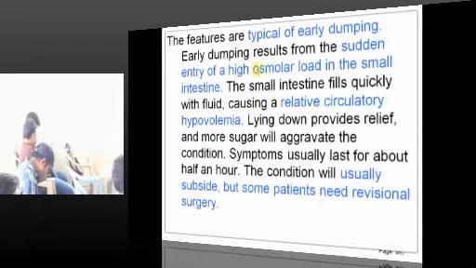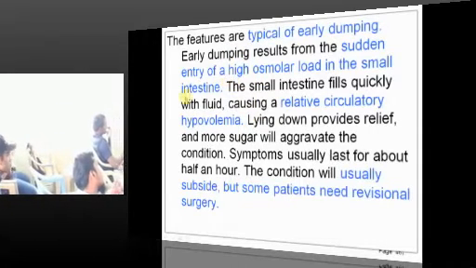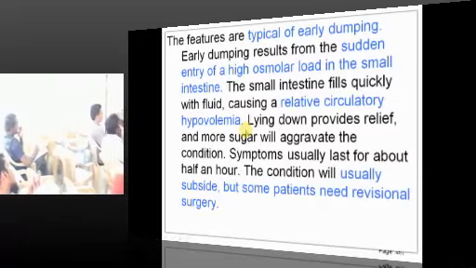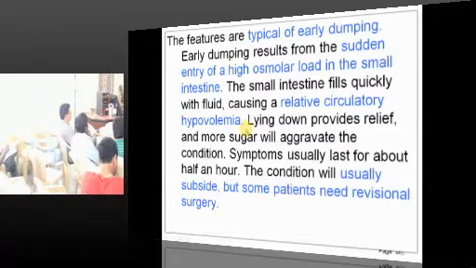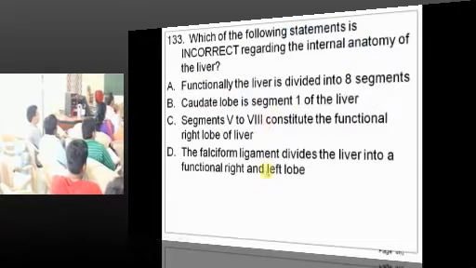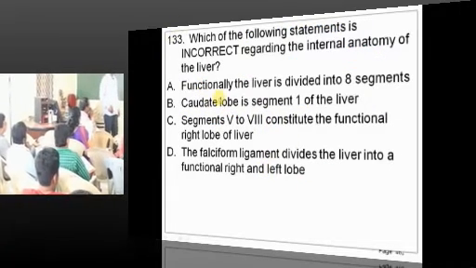Why does this basically occur? Suddenly high osmolar food enters into the small intestine, leading to circulatory hypovolemia, which stimulates the sympathetic system reflexly. That leads to all the sympathetic clinical features, which is what needs to be remembered.